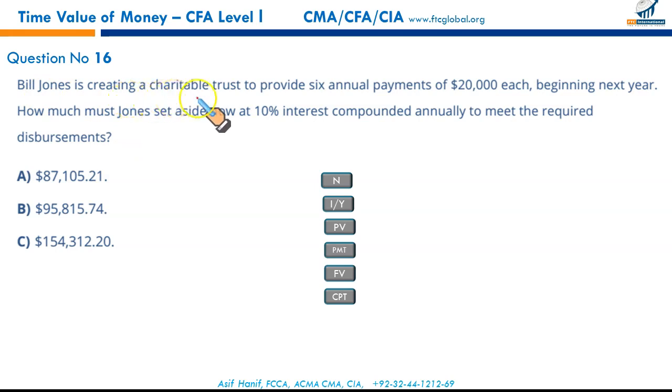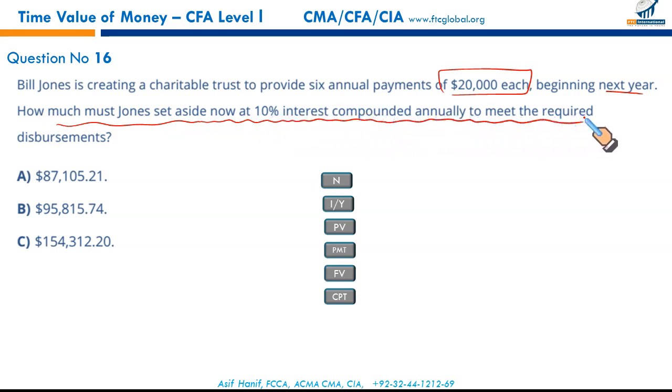Bill Johns is creating a charitable trust to provide 6 annual payments of $20,000 each, beginning next year. Annuity, ordinary, beginning next year. How much must Johns set aside now at 10% interest compounded annually to meet the requirement? For this, what has to be paid now so as to ensure these payments become available in the future? For 6 years, what he must invest, interest rate is given 10%.